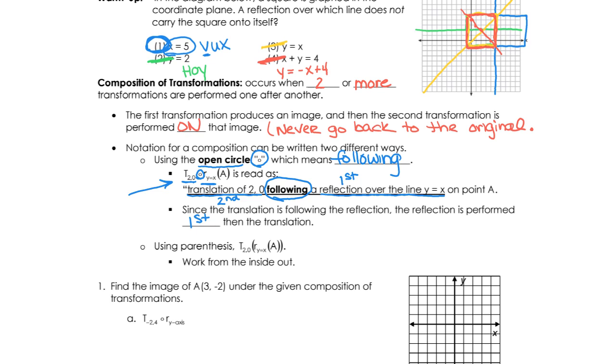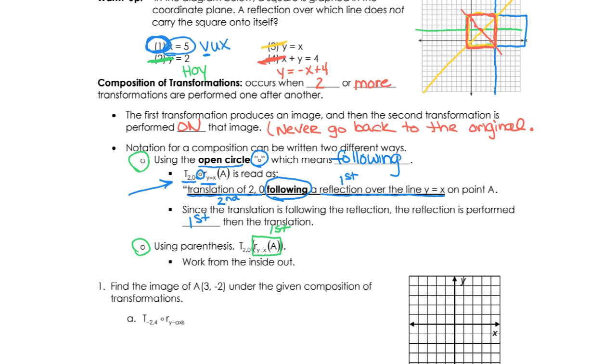But most people reading this would do the translation first if they don't know that the open circle means following. So be careful. Okay? They could also use 2 sets of parentheses where they group it with an inner set of parentheses. And you guys can see that this is grouped with the A that's in the parentheses. And so this would be done first and then the translation. So these 2 notations actually make you do the same transformation first. So if you can remember that part, that should be easy.